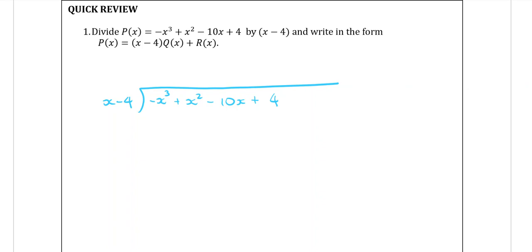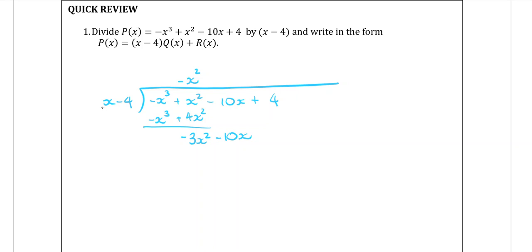Okay, to do our division, we do minus x cubed divided by x, which is negative x squared. Then we times the negative x squared with the x, which is negative x cubed, and then we times it with the negative 4 to make a plus 4x squared. Subtracting those columns, the x cubes will disappear. X squared take away 4x squared is negative 3x squared. Then we bring the minus 10x down and we divide again.